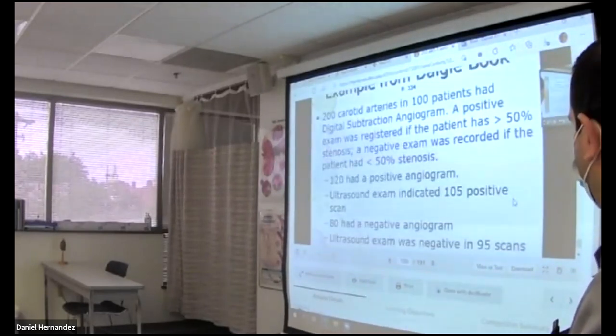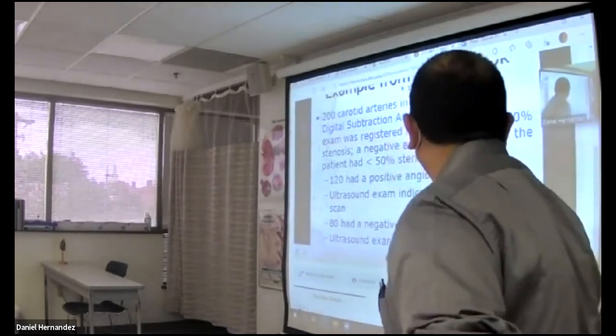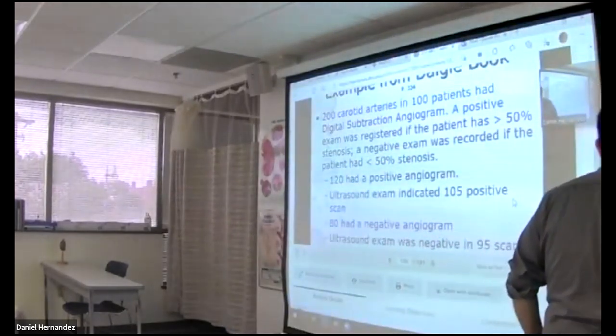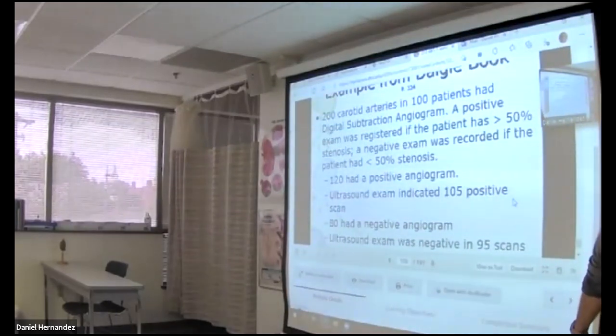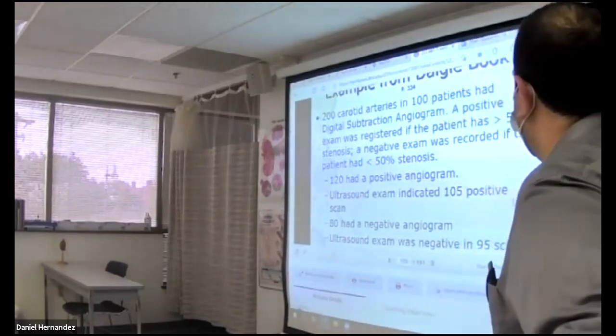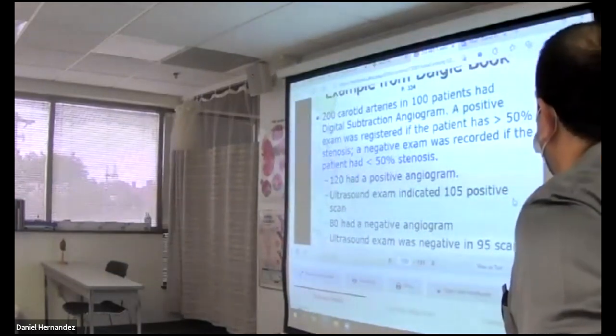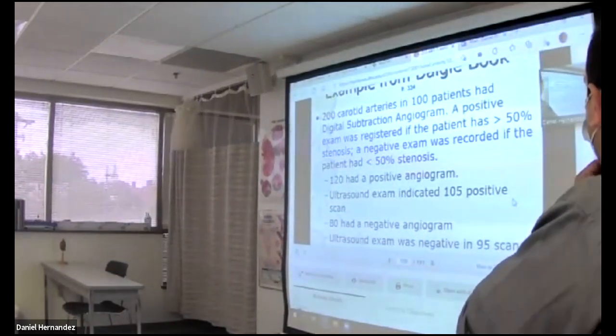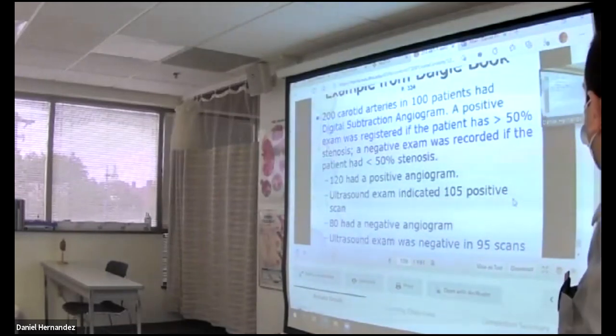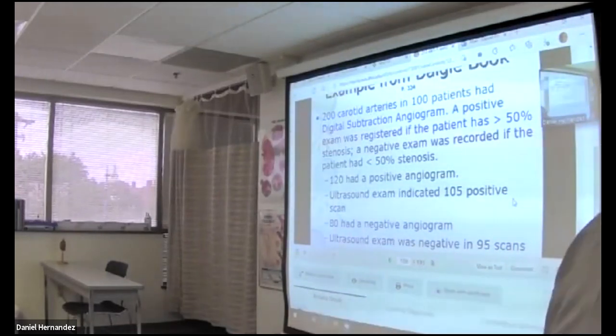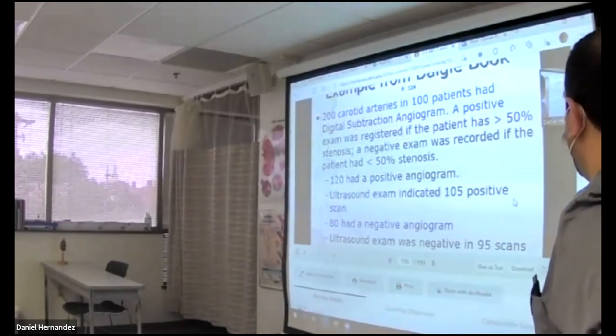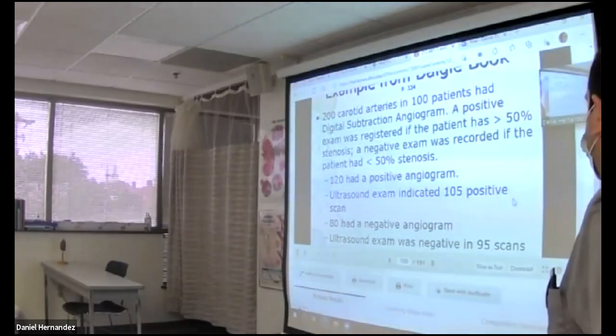Sample from data. So this is more complicated. No, this is not more complicated. This is more like what's on the registry. So 200 carotid arteries in 100 patients had digital subtraction angiogram. A positive exam was registered if the patient had a 50% stenosis. A negative exam was reported if the patient had less than 50% stenosis.